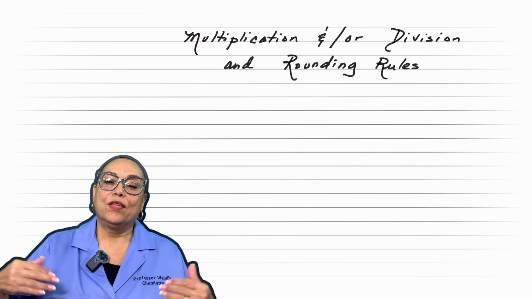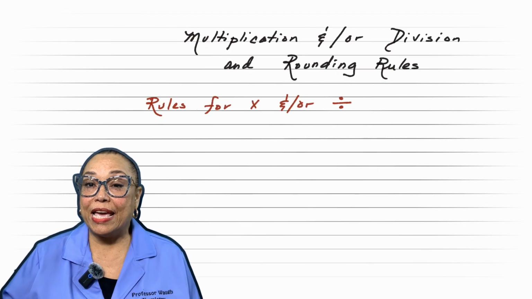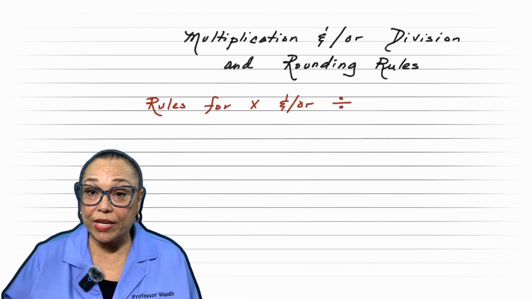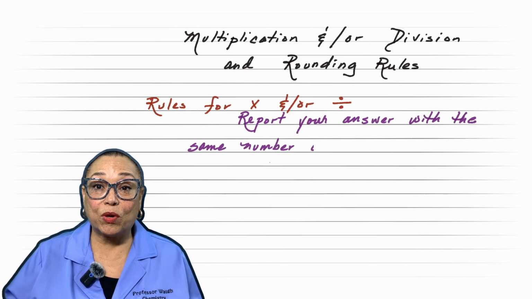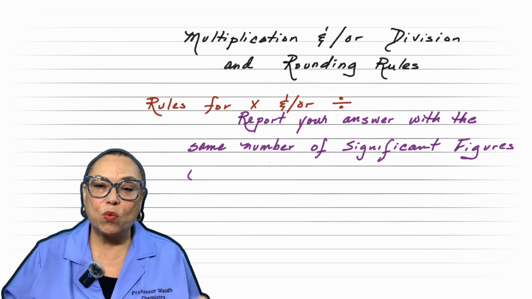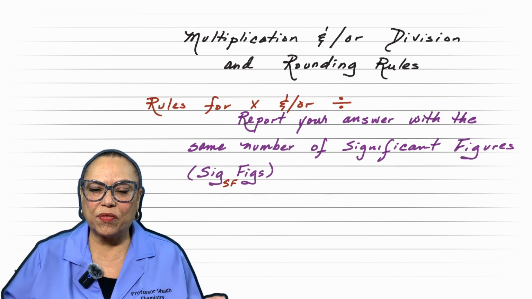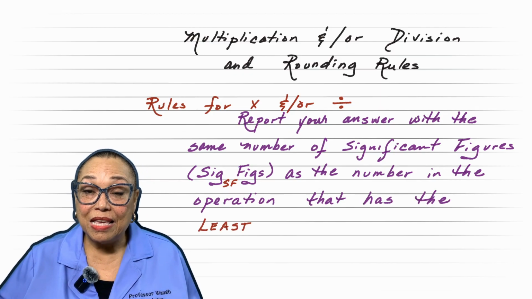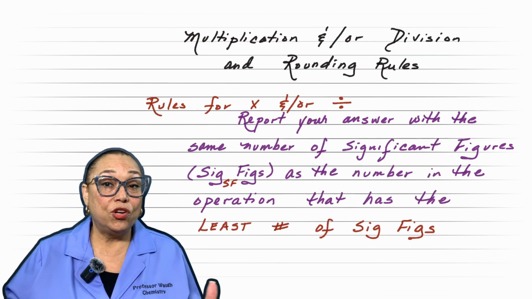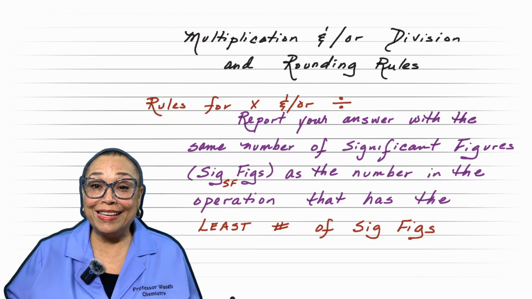Multiplication and/or division with the rounding rules. All right, the rules for multiplication and/or division are very easy. Just report your answer with the same number of significant figures, which I call sig figs or SF, as the number in the operation that has the least number of sig figs. You know, you're never any better than your weakest link.